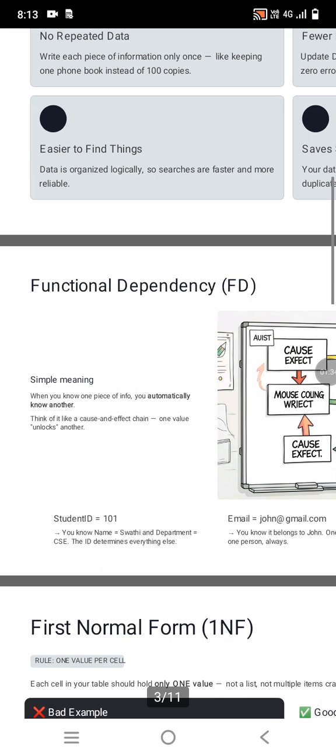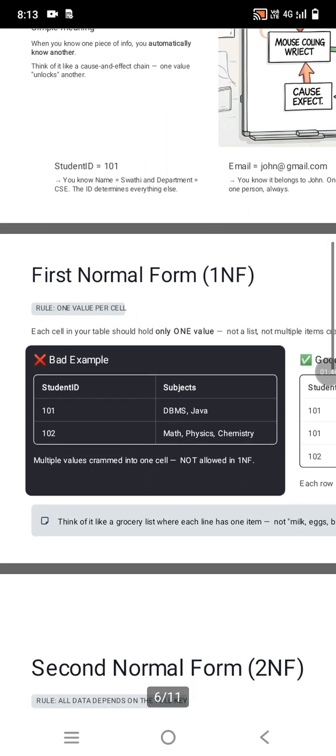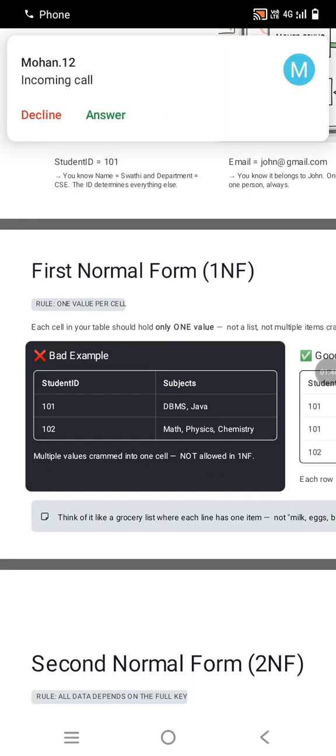Using the student ID equal to 101, 101 identifies one student. That is a functional dependency. So next, first normal form.